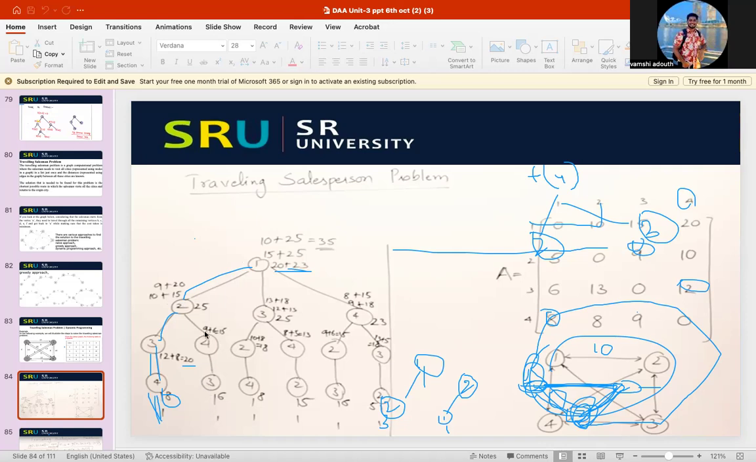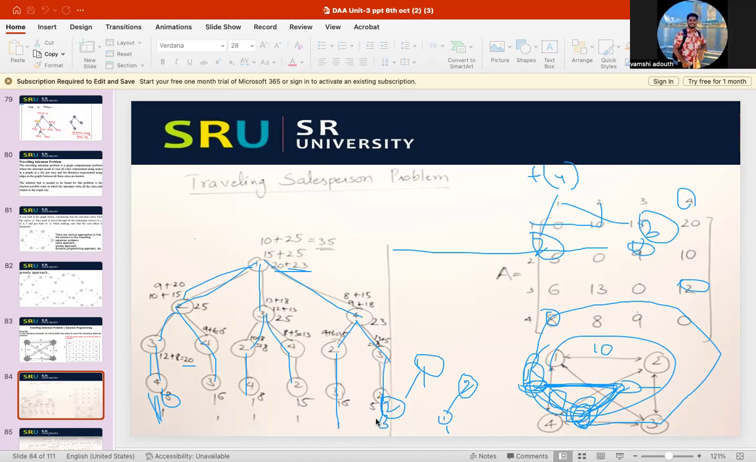Likewise, another route from 1 to 2, 1 to 4, 1 to 3. Similarly, he can travel first 1 to 3, 3 to 2, 2 to 4. Then 3 to 4, 4 to 2. Again, he can travel 1 to 4, 1 to 2, 2 to 1, 3 to 1, 4 to 3, 3 to 2, 2 to 1.